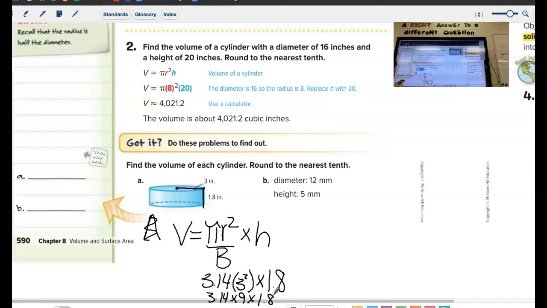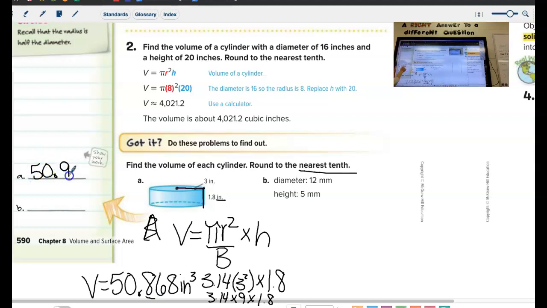And I'm just going to do that all in one step. I'm just going to type it in my calculator. So I got the volume to be 50 and 868 thousandths inches, and I'm talking about cubes, so cubed. I'm going to round this though to get my final answer. I'm going to round to the nearest tenth. So the 6 tells the 8 to go up, so my final answer is going to be 50 and 9 tenths inches cubed.